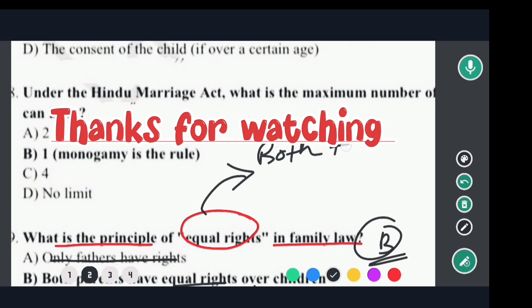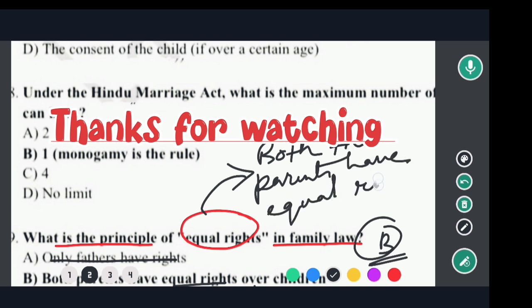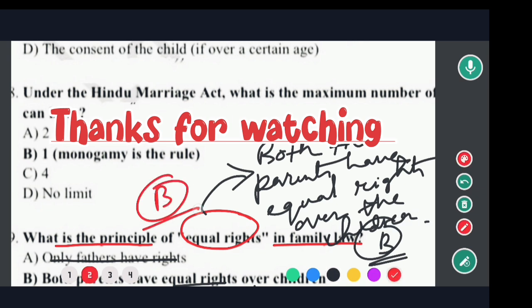Both the parents have equal rights over the children. Okay, so in this case what will it be? So in this case option B would be the correct answer.